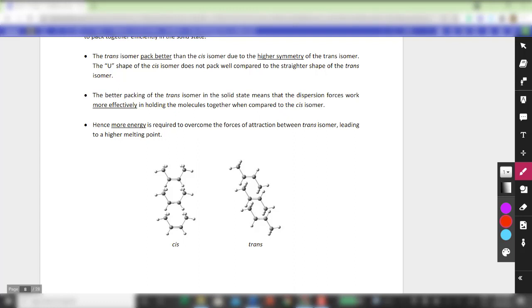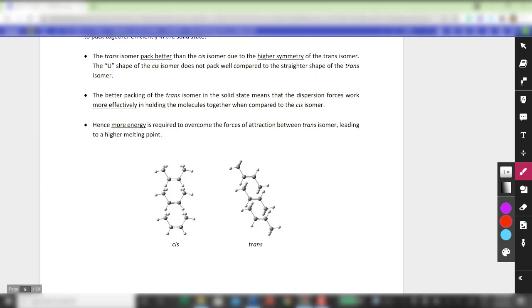So in that sense, if they are closer to each other, for example, the trans isomer, it actually allows stronger dispersion forces to be formed between the electron clouds of the molecules. So stronger dispersion forces actually result in more energy being required to overcome them.